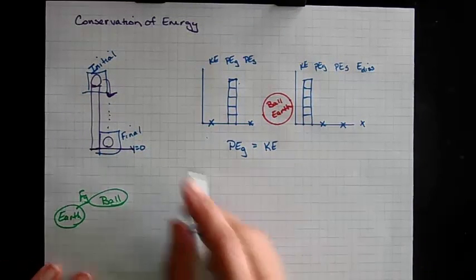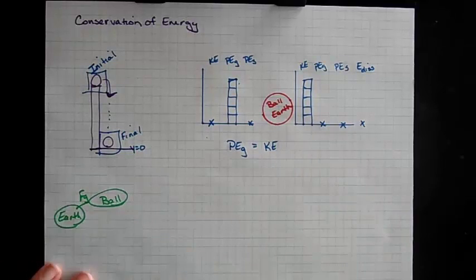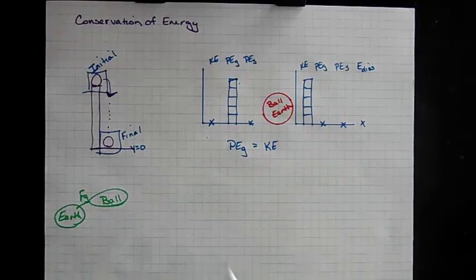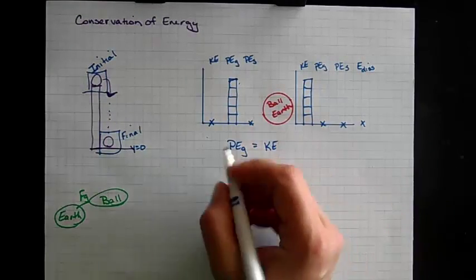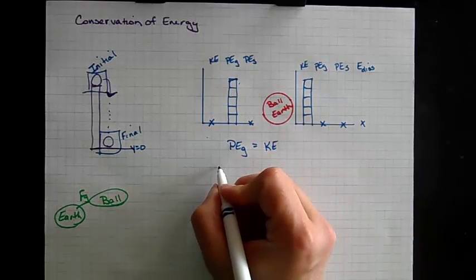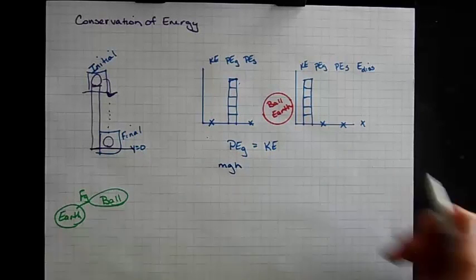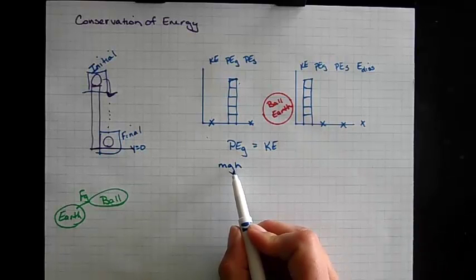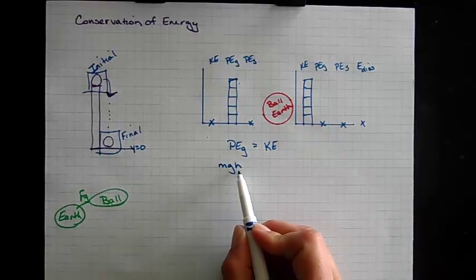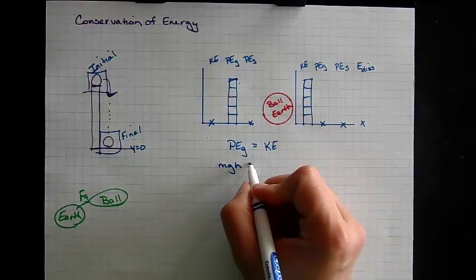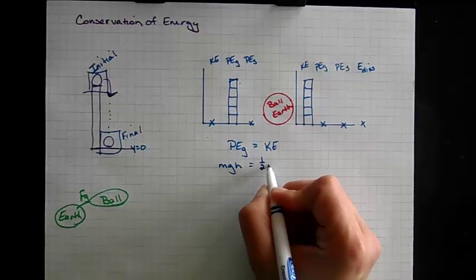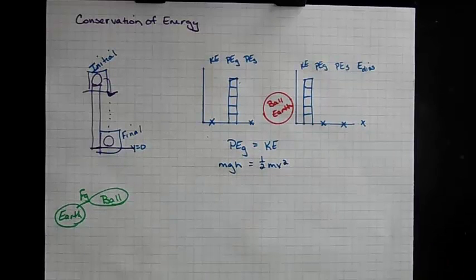Now we know the equations for this. We've derived these from our labs and from other things. So we can actually say, if we know some other things, if we know the mass, we know how high this is, we can quantify this even more. We could substitute in that mgh, right? Mass times the gravitational constant times the height is equal to potential energy for the gravitation. Kinetic energy is 1/2 mv squared.